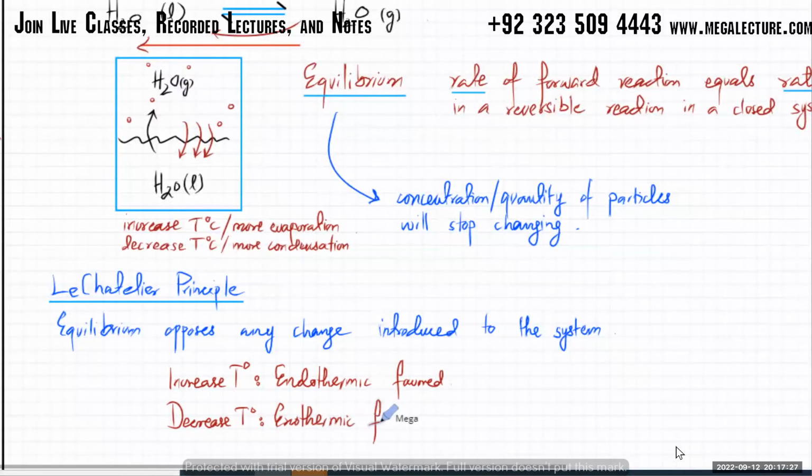Okay, one of the reactions becomes faster compared to the other one. To increase karoge temperature, endothermic will be favored. Endothermic is evaporation. Evaporation is an endothermic process. And if you decrease temperature, the exothermic process is favored, which is the condensation part. Condensation where molecules lose energy. So when you lower the temperature, they'll start losing energy and they condense and they turn into liquid water.